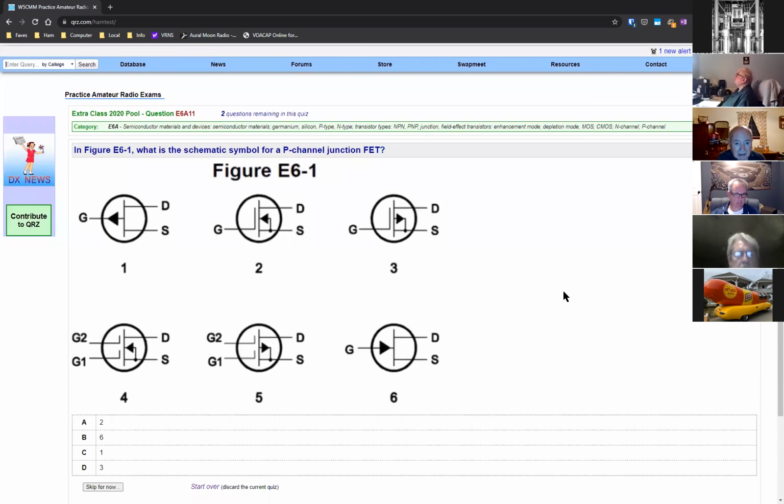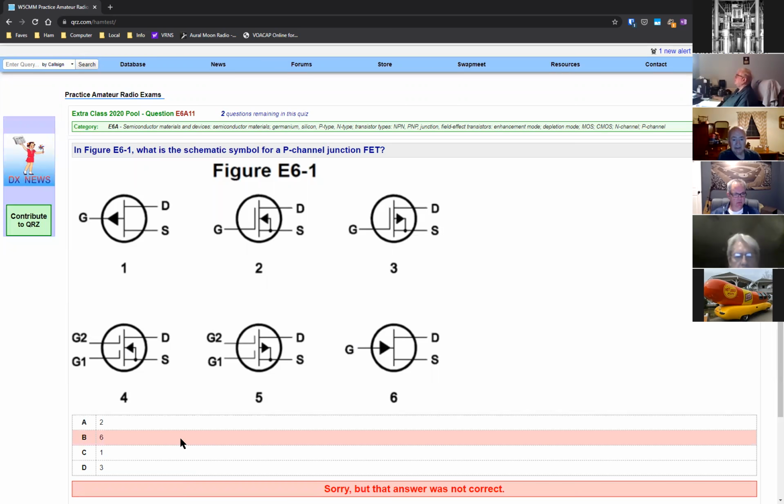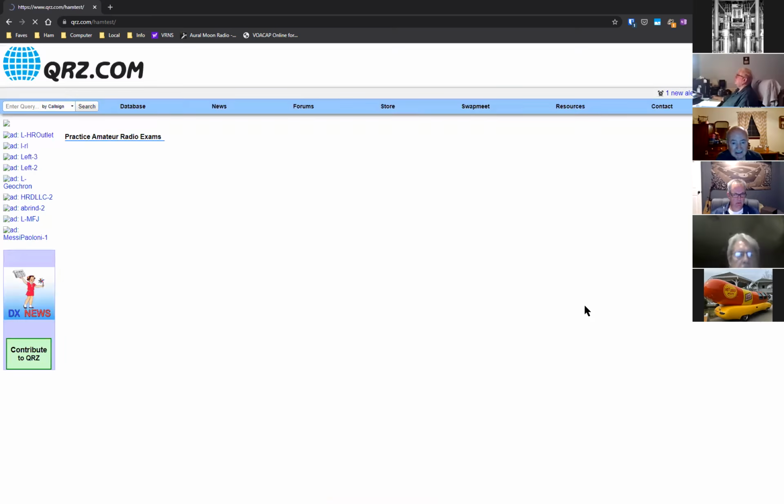What is the schematic symbol for a P-channel junction FET? C. B. B like in boy. I think it's number one in the diagrams. Okay, I'm going to say it's number 1. And I guess correct.